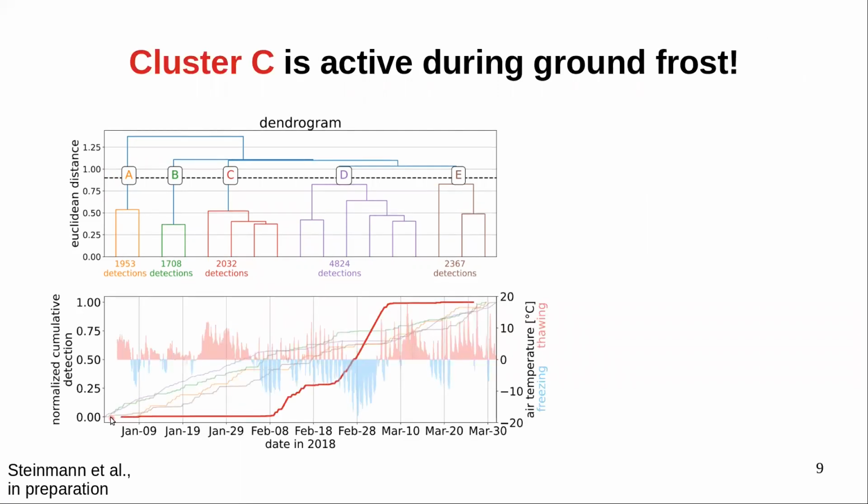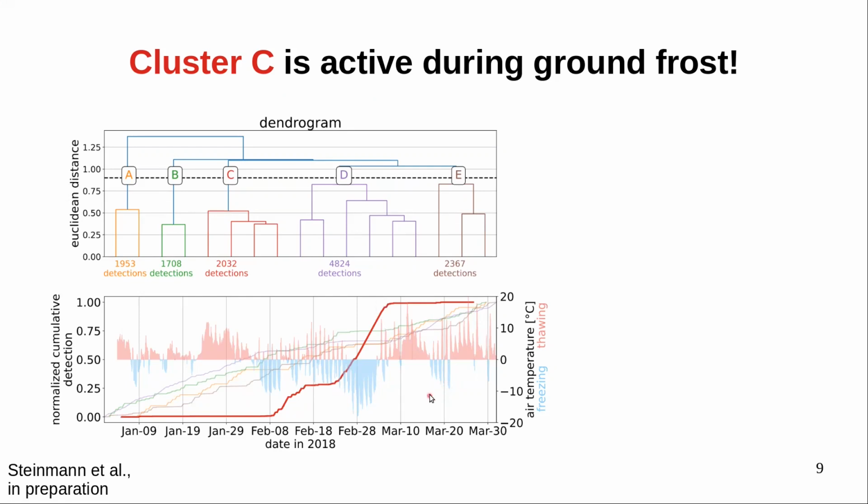So this is what we see here, the normalized cumulative detections over time. And here in the background, with the faint colors, you see the detection curves for A, B, D, and E. So you see they detect continuously over time. And cluster C shows no detection until February, and then has a small increase with a little pause, and then we have a larger increase at the end of February, beginning of March.